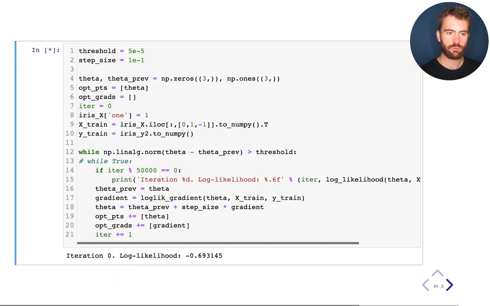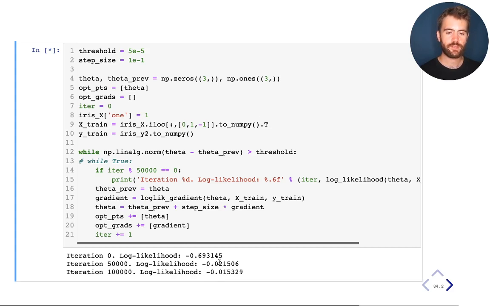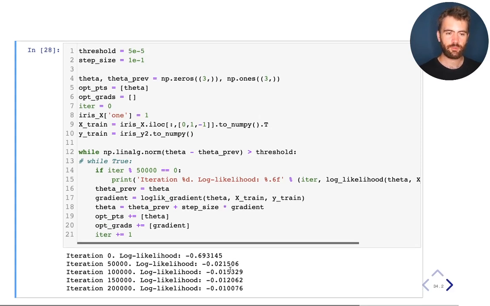Now if I were to run this, I am going to be optimizing the log likelihood over a number of iterations. As we train, the log likelihood increases because we're maximizing it. And in the end, after a number of iterations, we have the output of logistic regression. We have attained the maximum set of weights.